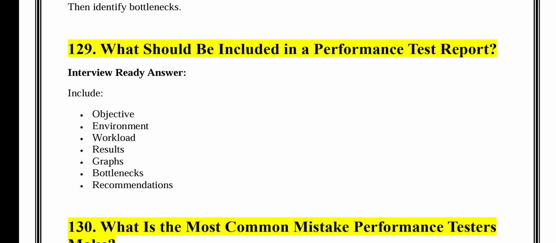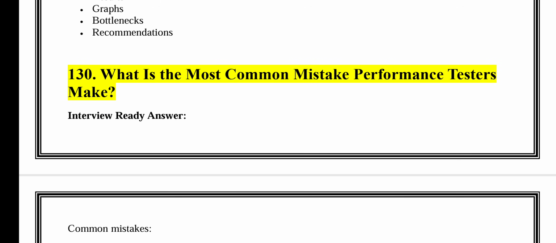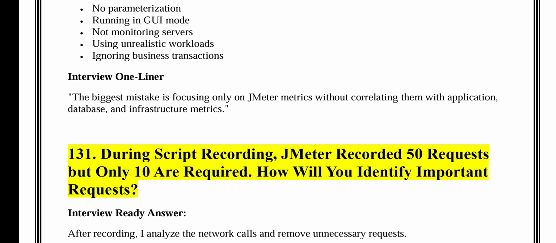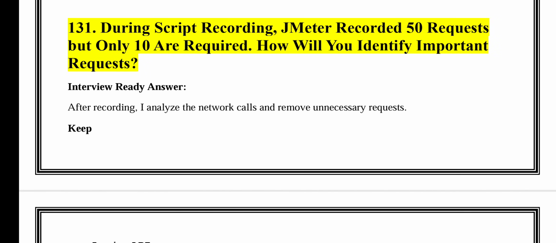What should be included in a performance test report? What is the most common mistake performance testers usually make? During script recording, JMeter recorded 50 requests but only 10 are required. How will you identify important requests?